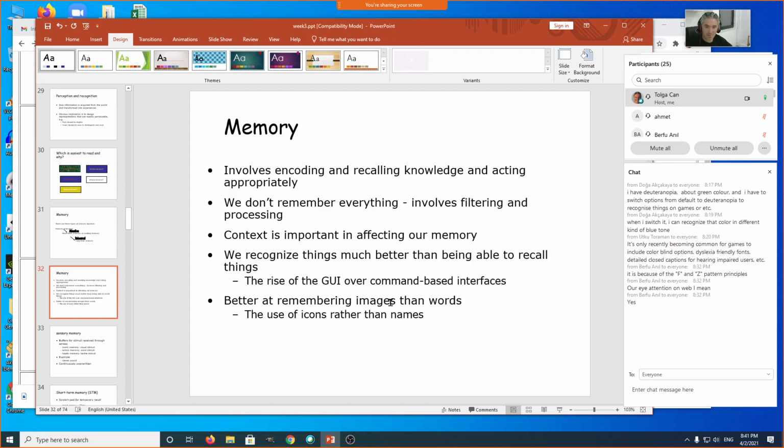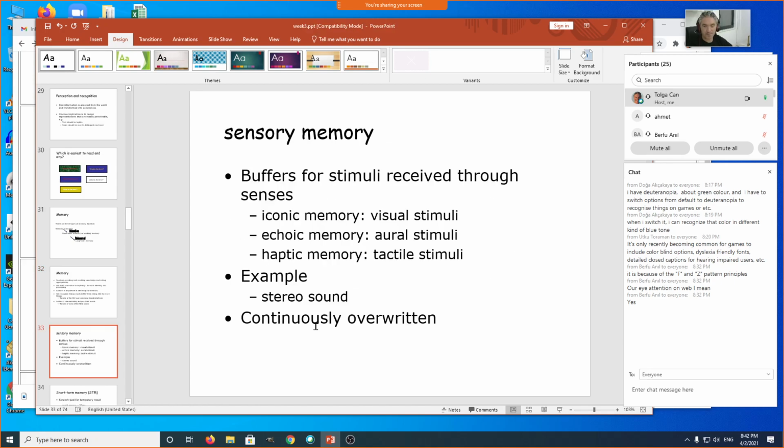We are better at remembering images than words, but as I said, if there are many images and they are ambiguous, using icons all the time in an interface is not a good thing. The use of icons rather than names is being used a lot in interfaces these days. But what I'm saying is that this is not necessarily better, especially when icons may mean multiple things.